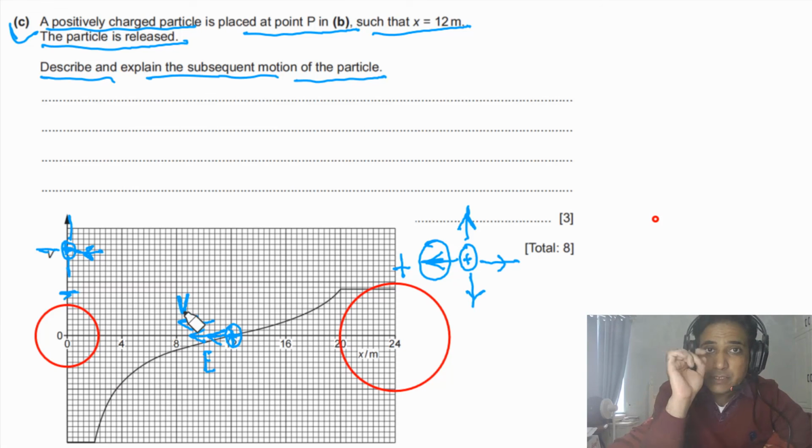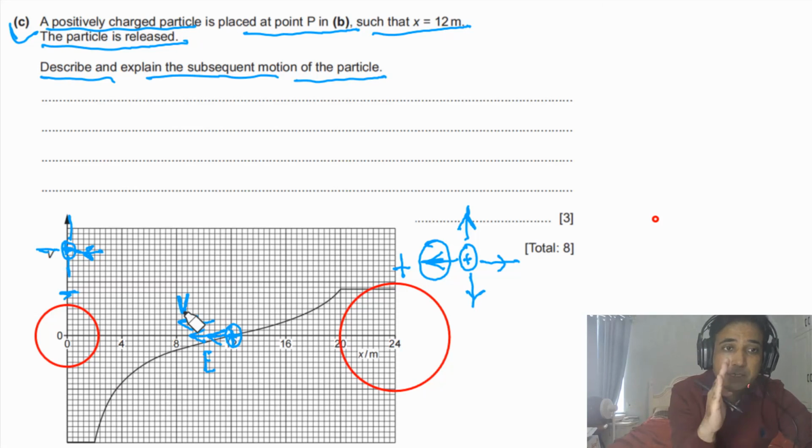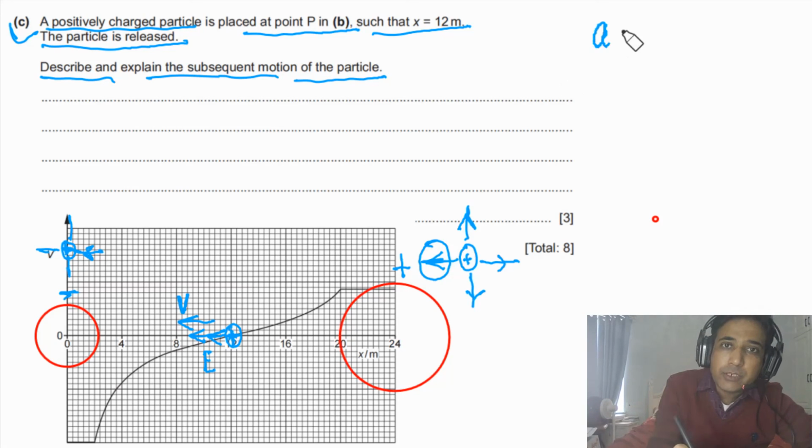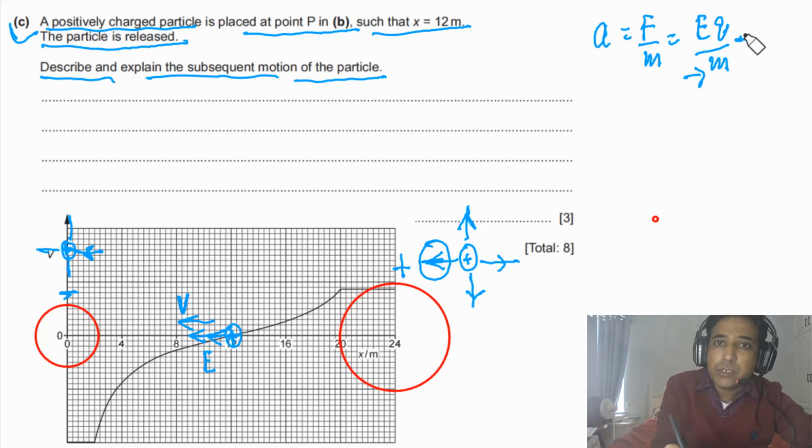As in this case, along the horizontal only the electric force is acting. So the electric force is the resultant force, and as we move this side the electric field is increasing. So it means the particle accelerates, but the acceleration will increase. You can also understand this from a is equal to F divided by m, and F is equal to EQ, so a is equal to EQ divided by m. The mass of the particle is constant, the charge on the particle is constant. So if the electric field is increasing, the acceleration will increase.